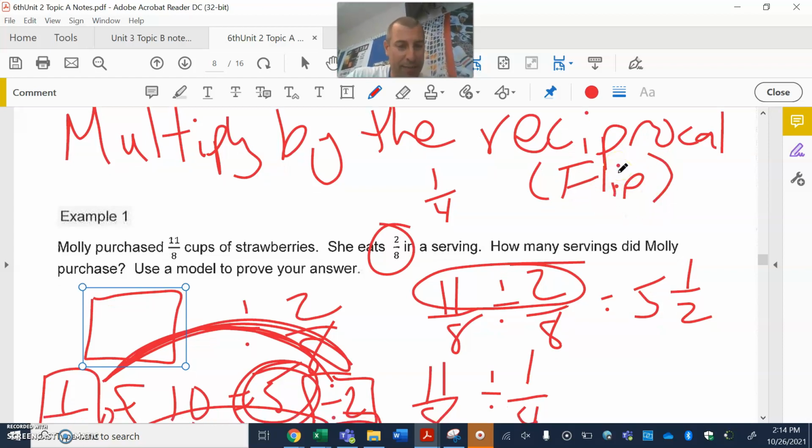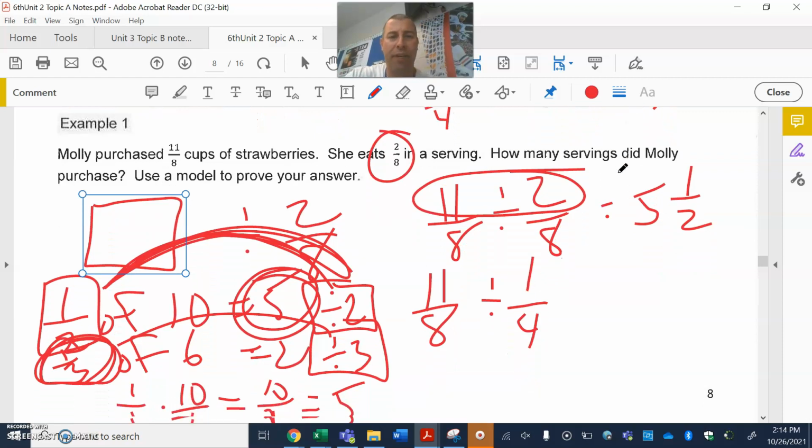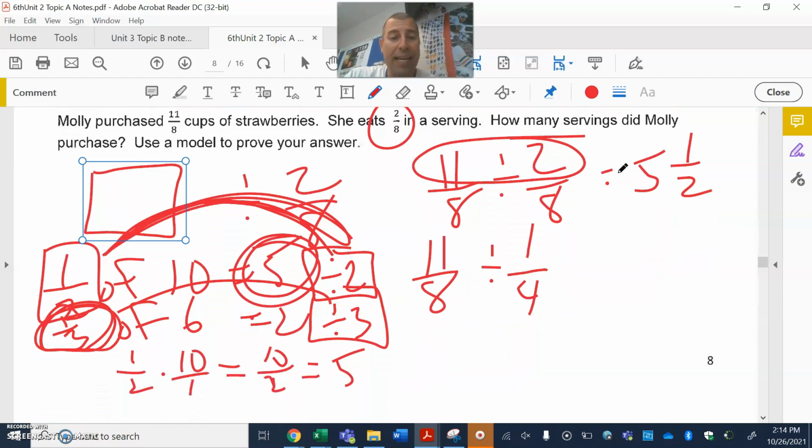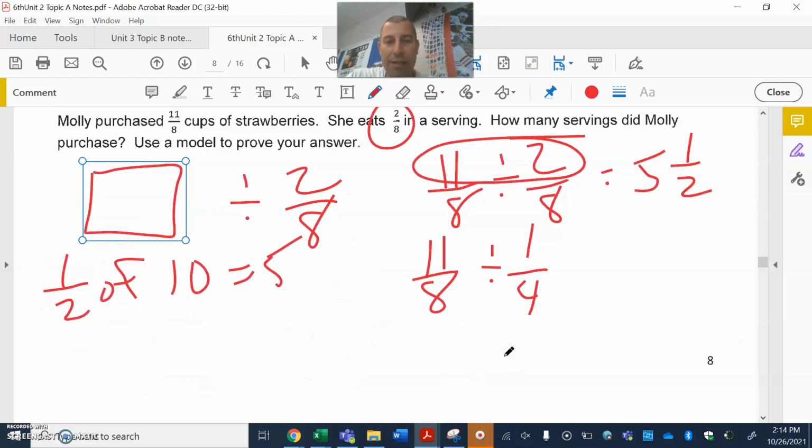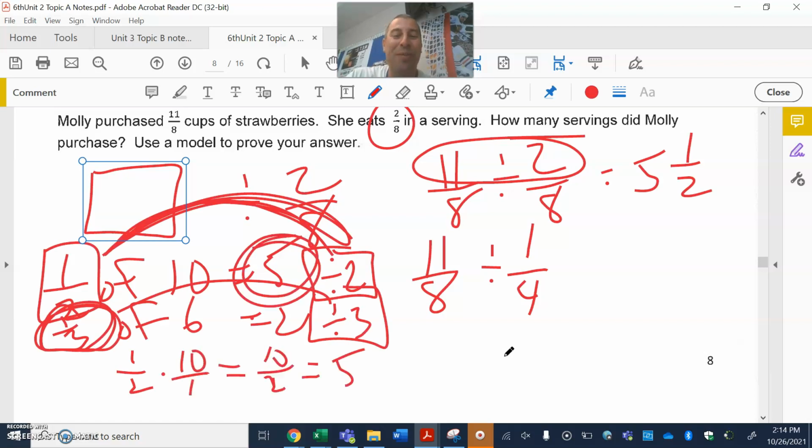Let's look at this. We know the answer is supposed to be 5.5, but let's watch how this works. If I take 11/8 and multiply by the reciprocal, so flip that 1/4 and you get 4/1. Let's use our multiplication skills. Instead of just multiplying straight across, let's use cross division. Look at those diagonals. See that 4? See that 8? We're dividing by 4. 4 divided by 4 is 1. 8 divided by 4 is 2.